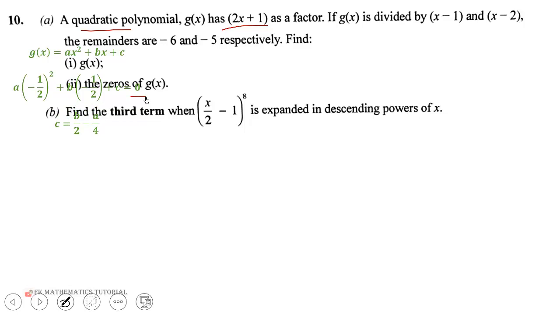And when we simplify that equation and make c the subject, we get c to be equal to b over 2 minus a over 4. We can call this equation 1.